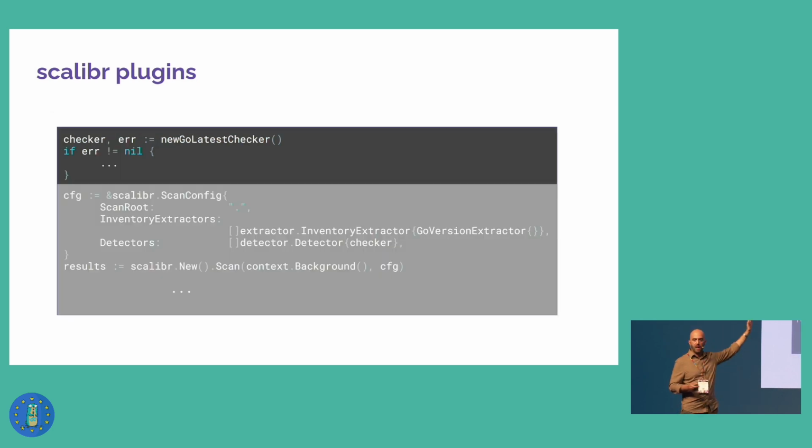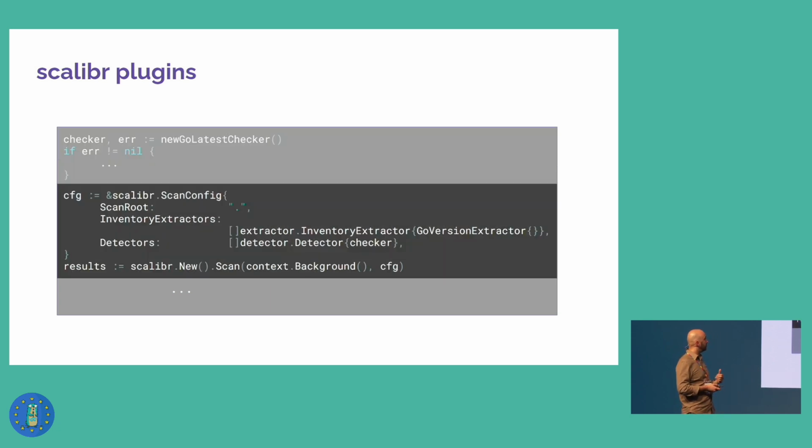So that was our detector. Now I just need to stitch things together in a main. That's all. First thing I do, I create a new Go latest checker. That's going to be our detector. I'm going to show the code for that in just a second. But basically, I need to ask the Go command to give me the latest release of Go.